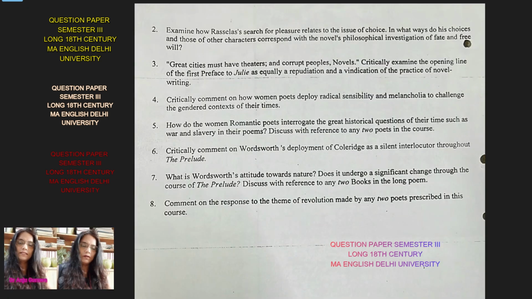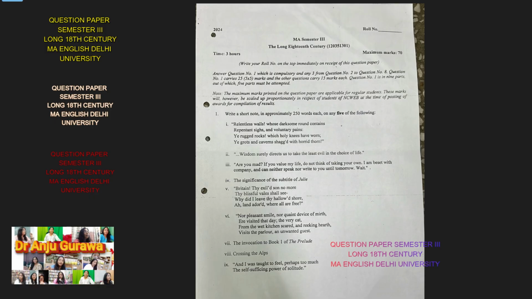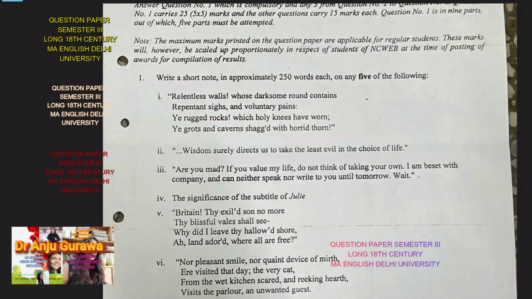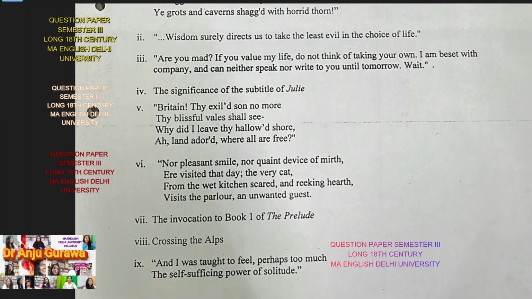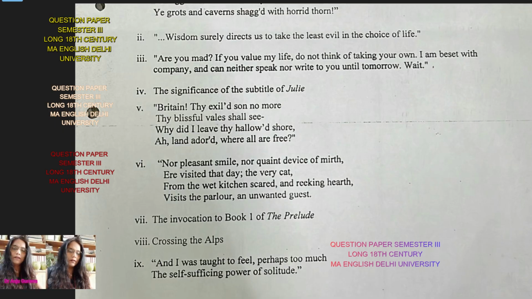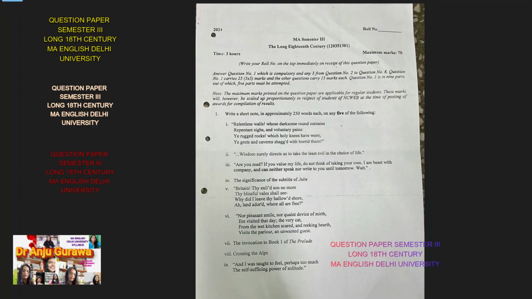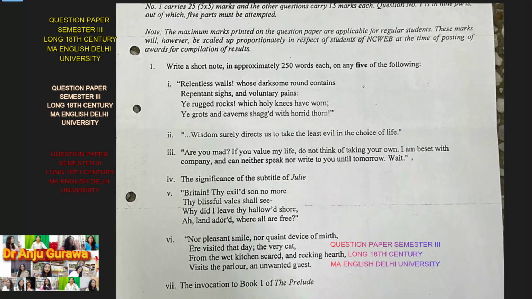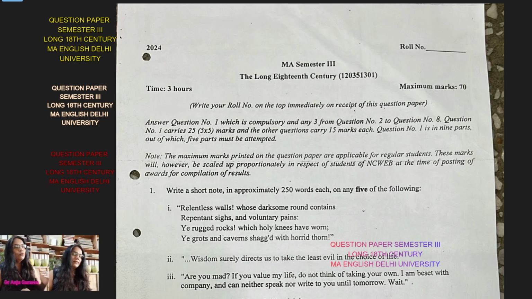Now let's come to the other part. Examine how Rasselas's search for pleasure. This also I think we have read. Now let me come to the next question. In this way, you were able to understand how this 18th century paper we were discussing works, and this is from semester 3. So this unit is for students who are from semester 3.